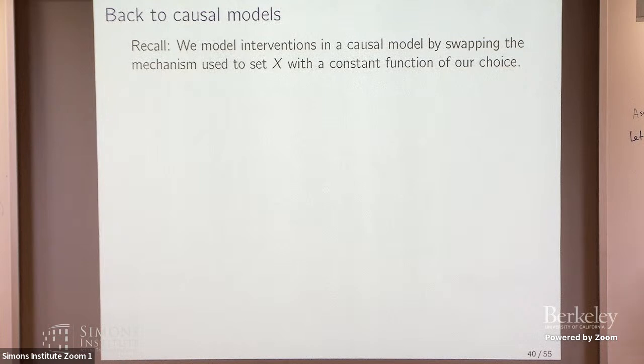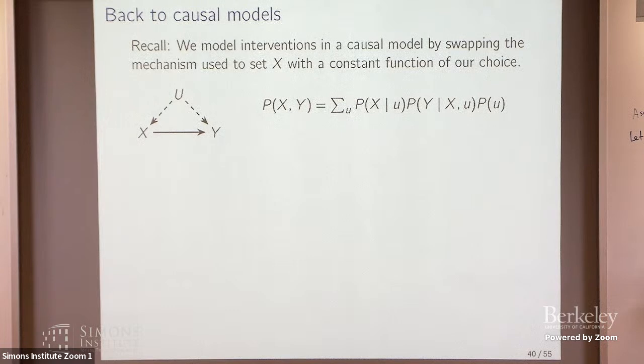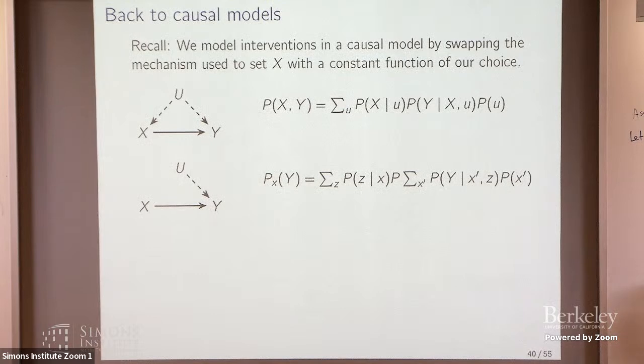So let me remind you of the picture we had at the beginning. We have some graph that corresponds to a causal model, and we can factor our distribution according to the graph, but the graph might have unobserved variables. And we want to write an interventional distribution in terms of purely observable quantities. So here's the correct expression for the interventional distribution.